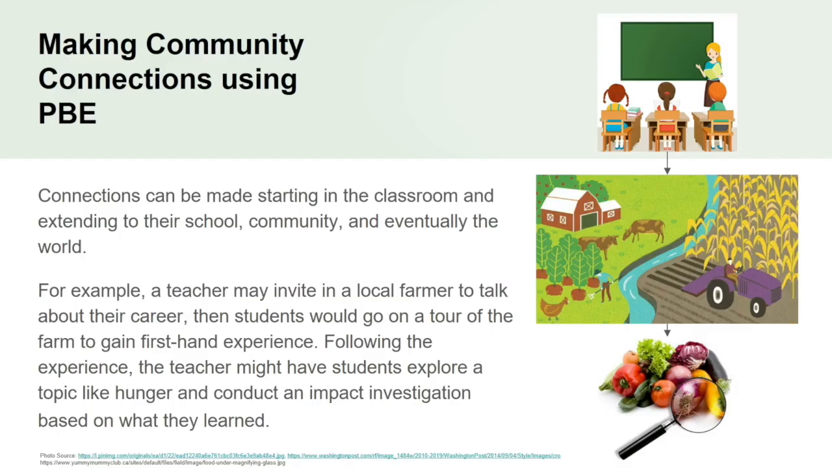So to make further community connections using place-based education, connections can really be made starting in the classroom and extending to their school, community, and eventually the world. So by starting small within your own classroom, for example, a teacher might invite a local farmer or a local producer who uses hydroponic systems to talk about their career and what they do and what their daily life is like and how it relates to them. Then students might go on a tour of this facility or their farm to gain this firsthand knowledge and experience.